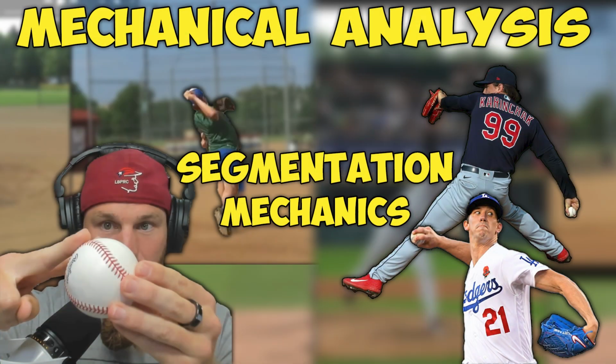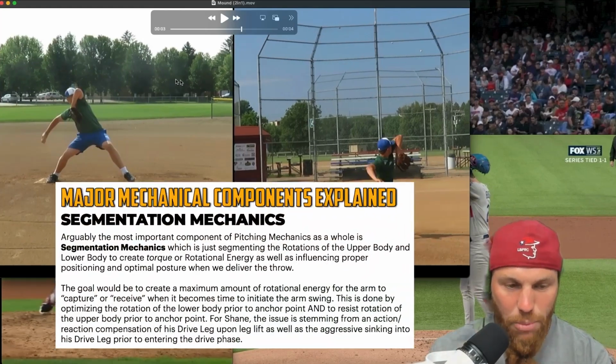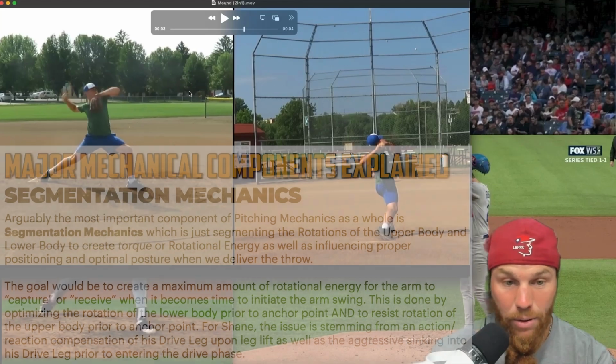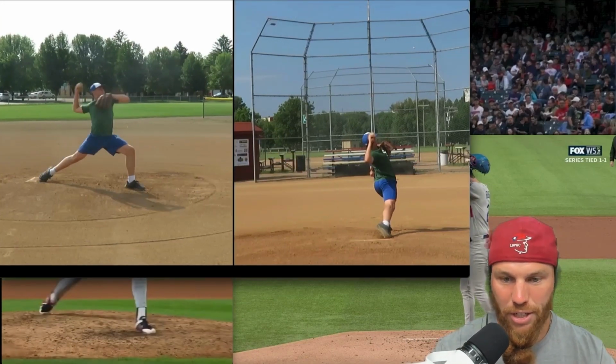Segmentation to me is the segmenting of two rotations in the delivery, the lower body and the upper body. It's arguably the most important piece to any type of throw in terms of producing power and aligning properly to allow the body to naturally absorb, produce, and express forces.